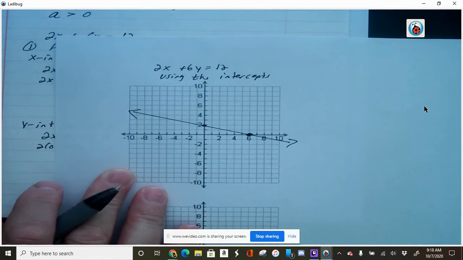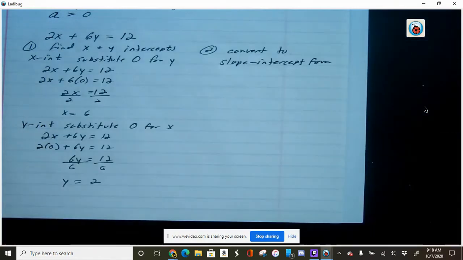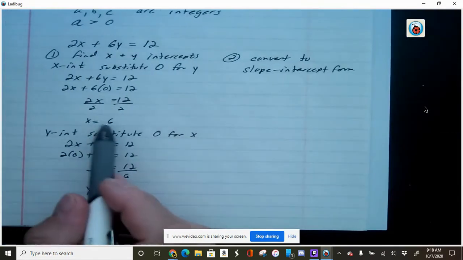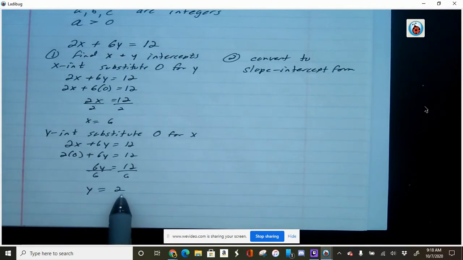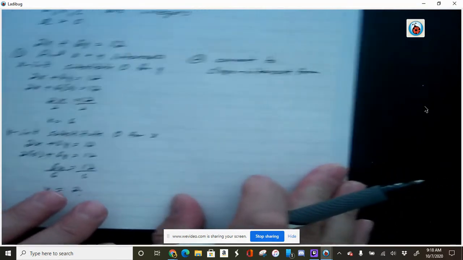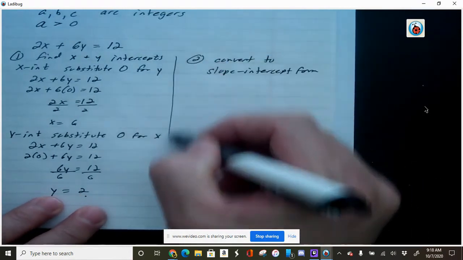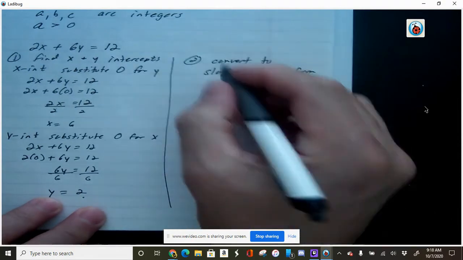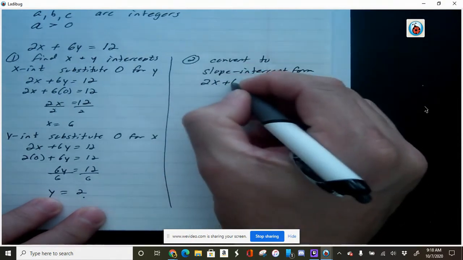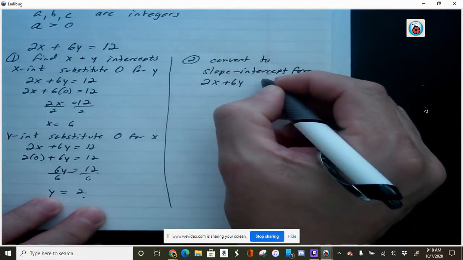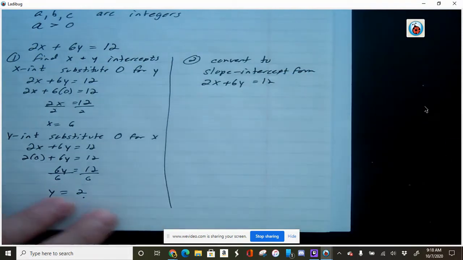And remember though, when I did the division over here, I got integers. I did not get any decimals or fractions. And this is what we want. We want integers if we're going to do it this way. Okay, so the second way that we're going to do this is we're going to convert the standard form equation 2x plus 6y equals 12 into slope-intercept form.